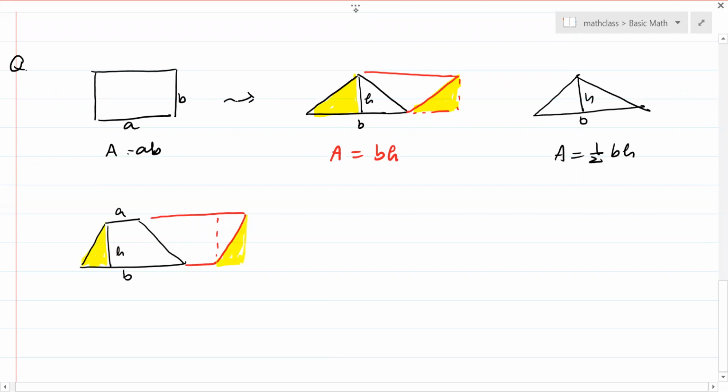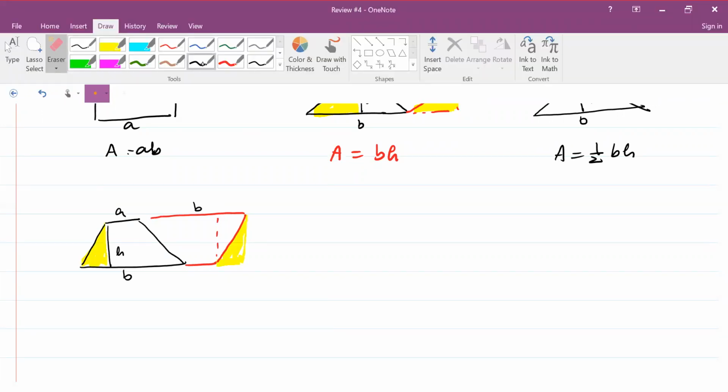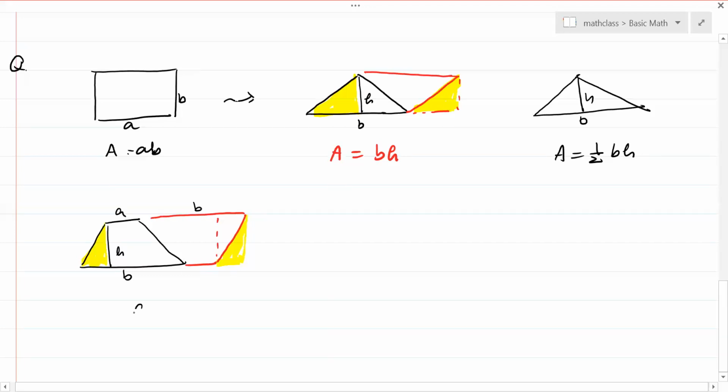So you make a longer rectangle. This side will be A, and this side will be B, because you moved that. Now A plus B times H will be the area of this large long rectangle. But for the trapezoid, you have to divide by 2. So that's why you get this formula. Those are the formulas. If you don't know the formula, you can derive it.